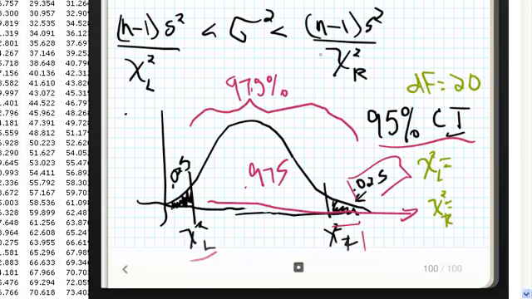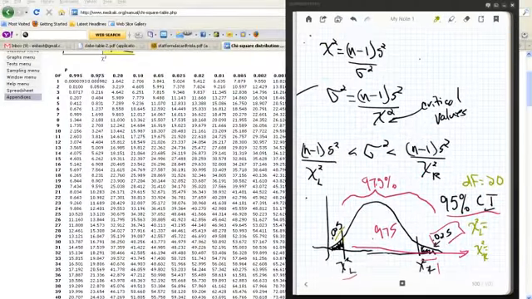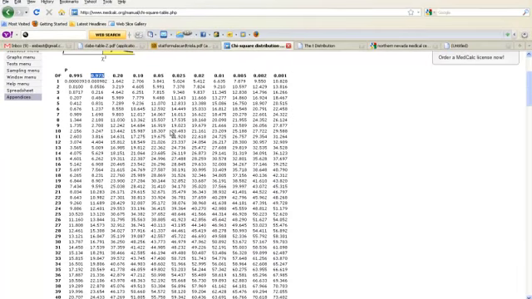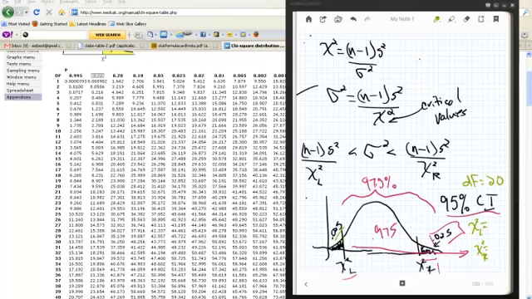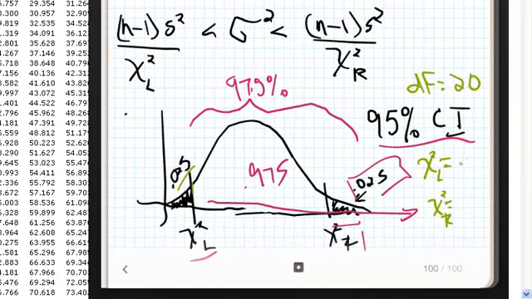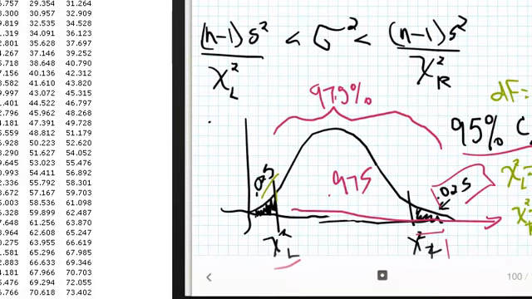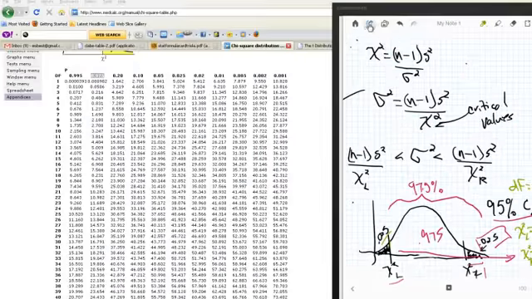And watch what happens. If it's 95%, that means my chi-squared left is going to have an area, this tail over here, of 0.025 to the left. But the table wants everything to the right, which is 0.975. And right here it says 0.975. So I go down, degrees of freedom are 20. So the value on the left is going to be 9.591. And the value on the right is going to be the value that produces 0.025. This chart gives it to me to the right. So for 0.025, I go down to degrees of freedom 20, which is 34.170.